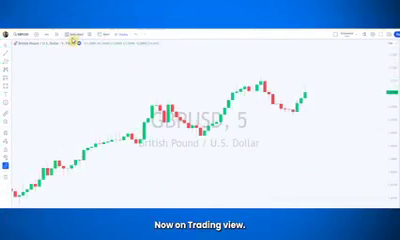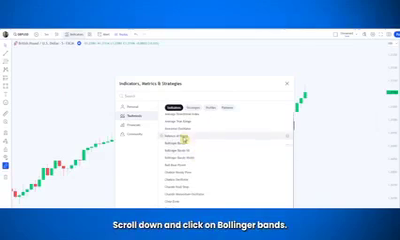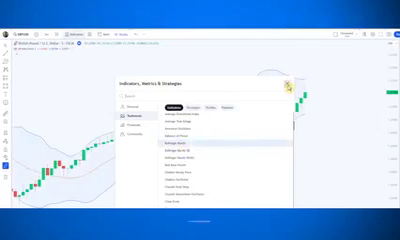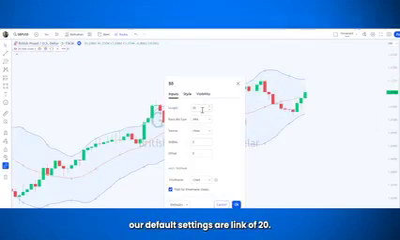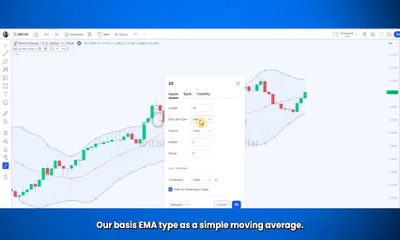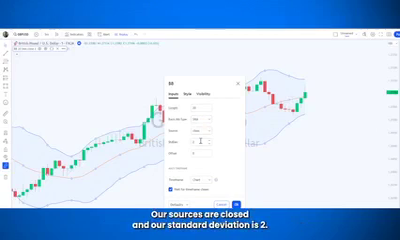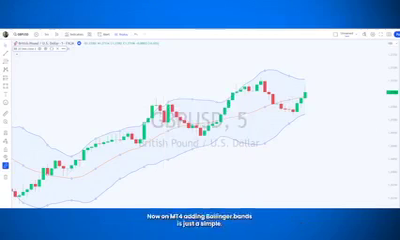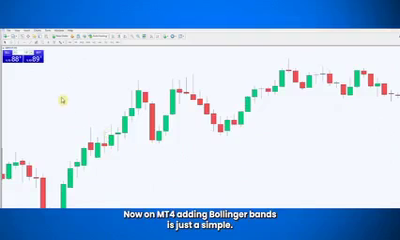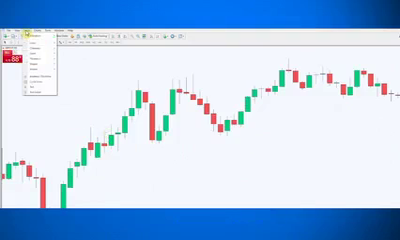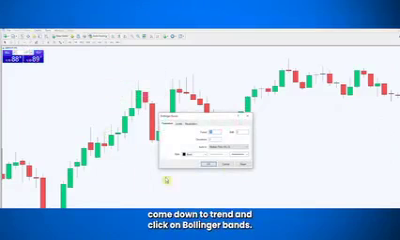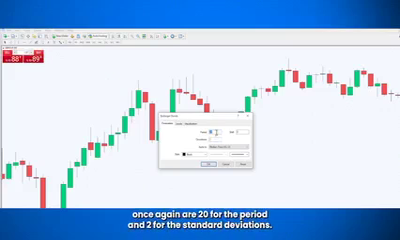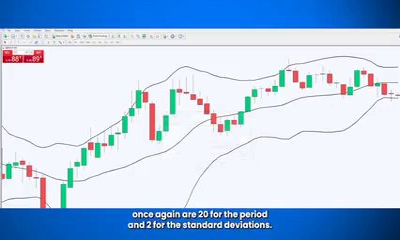Now on TradingView, click Indicators, scroll down, and click on Bollinger Bands. For the time being, let's leave it on our default settings. Our length of 20, our basis MA type is a simple moving average, our source is a close, and our standard deviation is 2. Now in MT4, adding Bollinger Bands is just as simple. We're going to go up to Insert, cursor to Indicators, come down to Trend, and click on Bollinger Bands. You'll notice our settings once again are 20 for the period and 2 for the standard deviations.